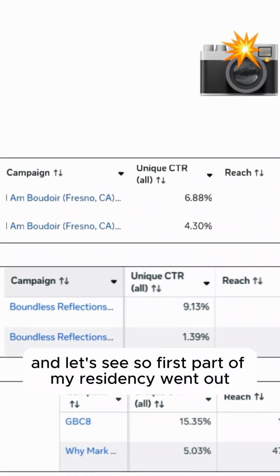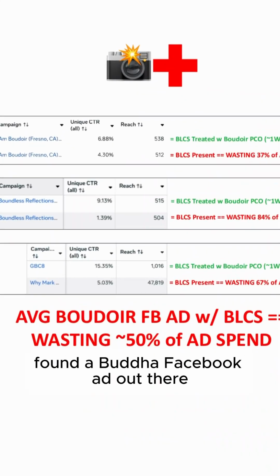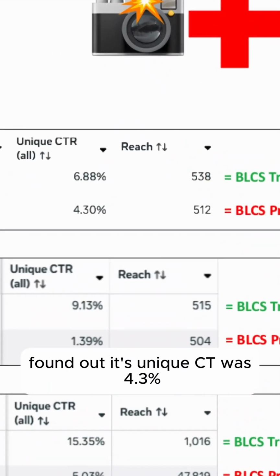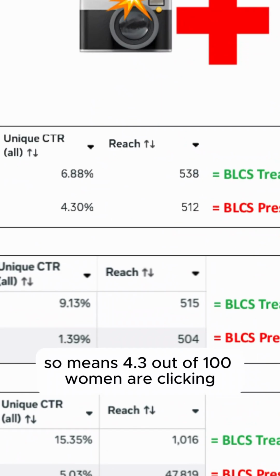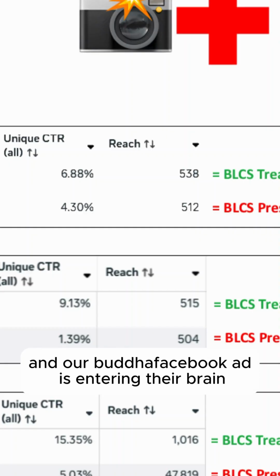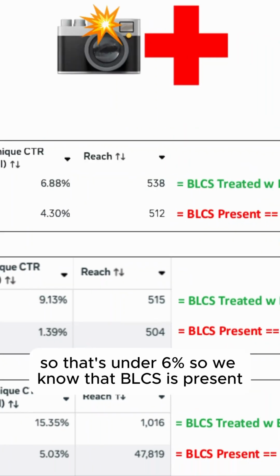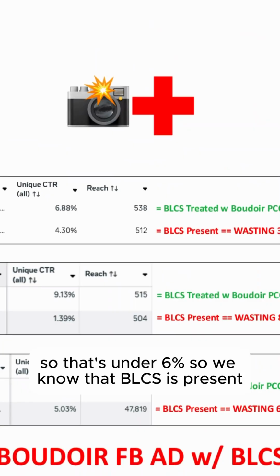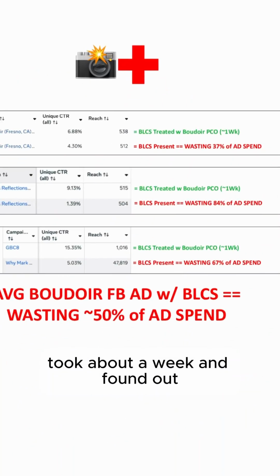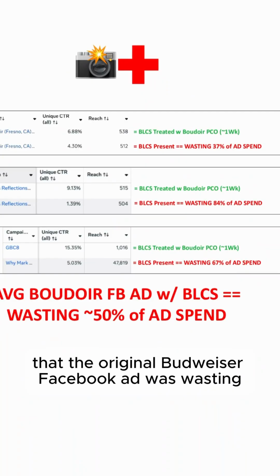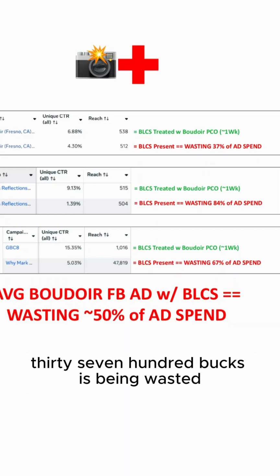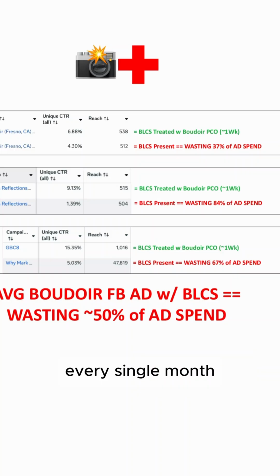So in the first part of my residency, I went out, found a Boudoir Facebook ad, brought it to the hospital, and found its unique CTR was 4.3%. That means 4.3 out of 100 women are clicking somewhere in our Boudoir Facebook ad, and it's entering their brain. That's under 6%, so we know BLCS is present. I duplicated it, treated it with Boudoir Pico, which took about a week, and found out the original Boudoir Facebook ad was wasting 37% of their ad spend. If they're spending 10 grand a month, 3,700 bucks is being wasted every single month.